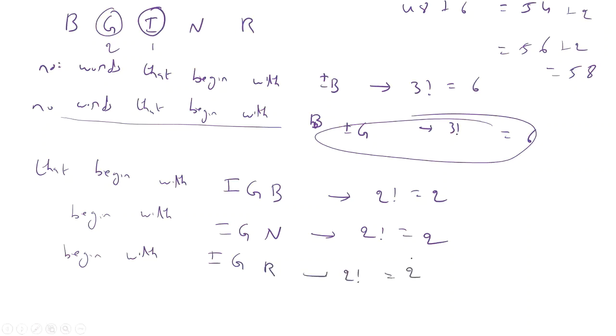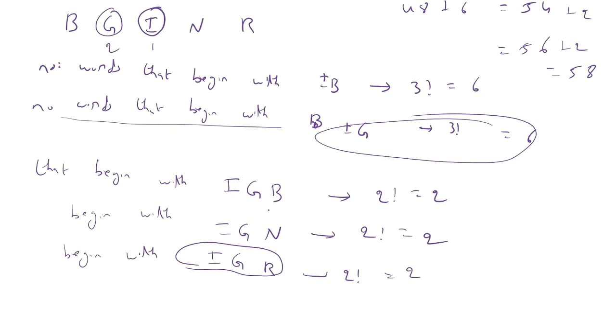So if I add this 2 to 58, then it's going to be 60. So here we are crossing 59. Therefore here we have to be careful. I cannot take all the words that begin with IGR. So I should not count all the words that begin with IGR. So here I have to make the further division.